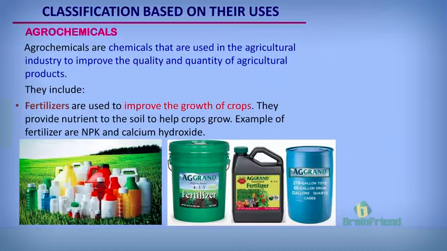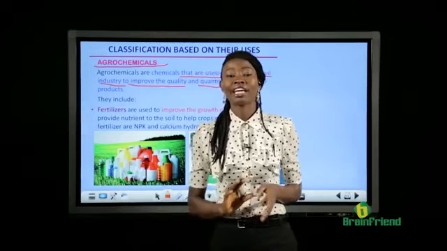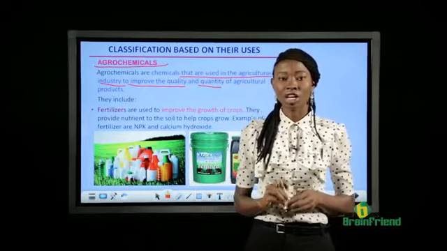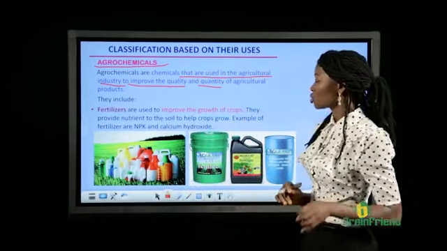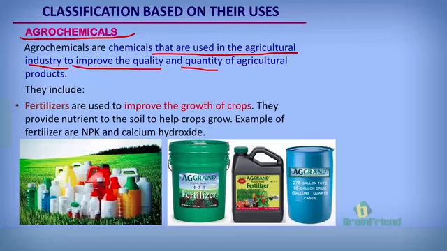The third group of chemicals based on their uses are agrochemicals. From this term, agrochemicals, we should know that these are chemicals that are used in the agricultural industries to improve the quality and the quantity of agricultural products. So agrochemicals are chemicals used in agricultural industries. They are used in our farms and they are used in the various storage facilities. They are used to improve two things: the quality and the quantity of agricultural products.